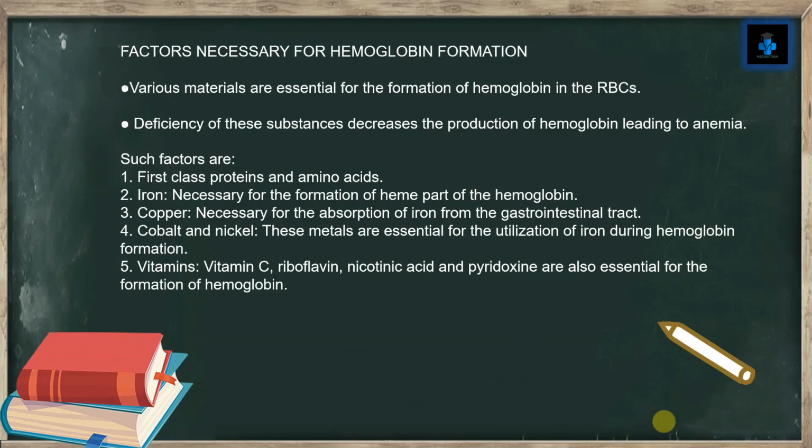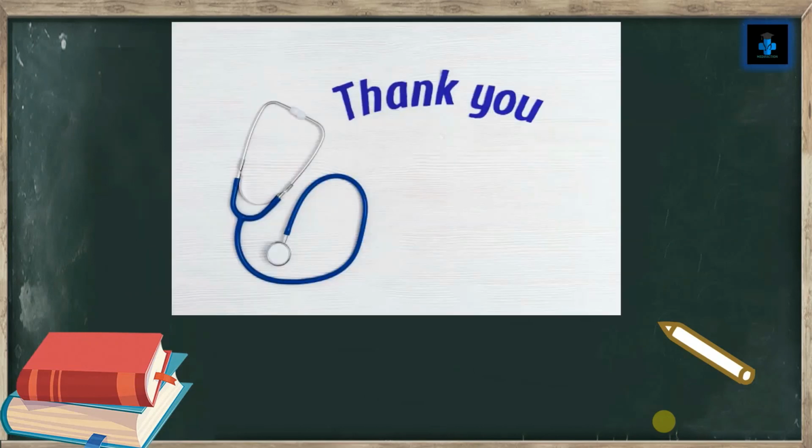Number 4, cobalt and nickel. These metals are essential for the utilization of iron during hemoglobin formation. Number 5, vitamins. Vitamin C, riboflavin, nicotinic acid, and pyridoxine are also essential for the formation of hemoglobin.